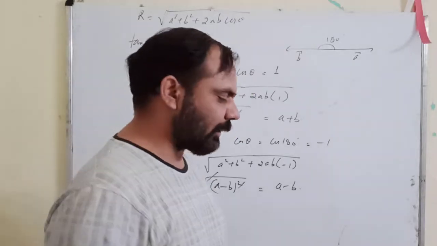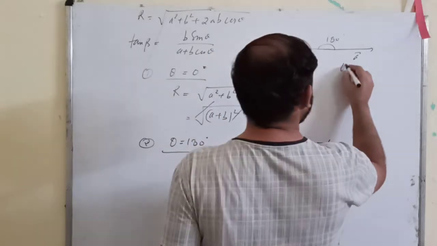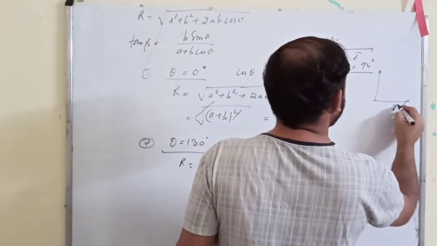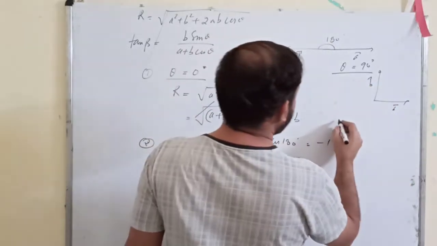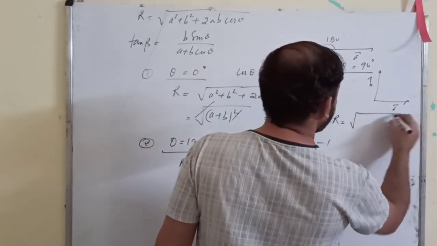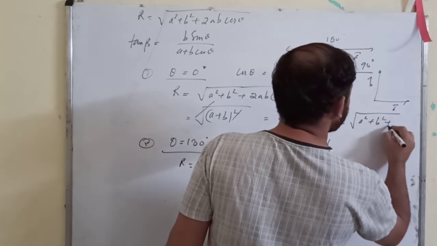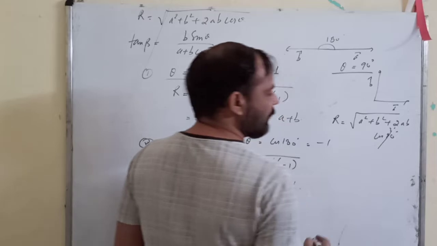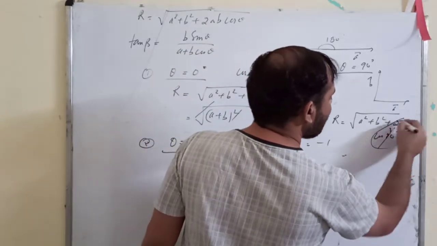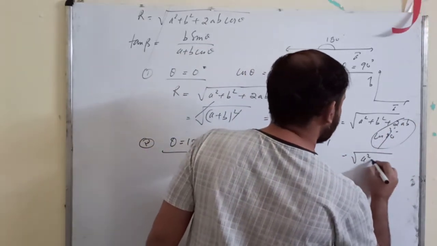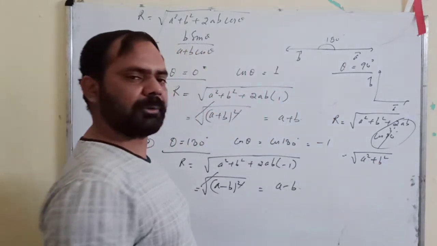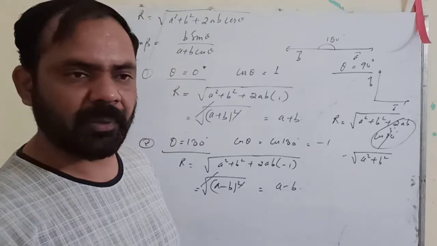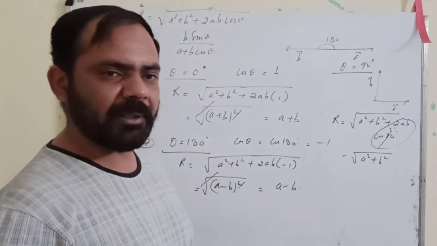Okay, then the third one: suppose theta is 90 degrees, which means the vectors are perpendicular to each other. If this is your a vector and this is your b vector, then R is equal to under root a square plus b square plus 2ab cos 90. Cos 90 is 0, so this term completely becomes 0, and you have under root a square plus b square, which gives you the magnitude of the resultant of a vector and b vector.